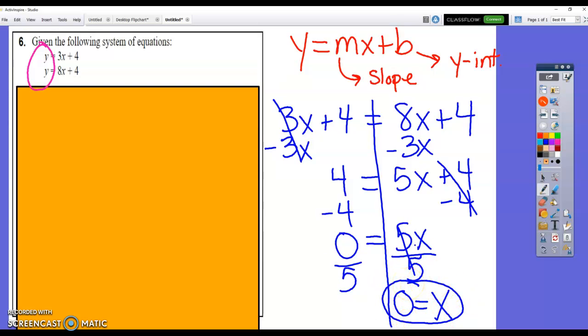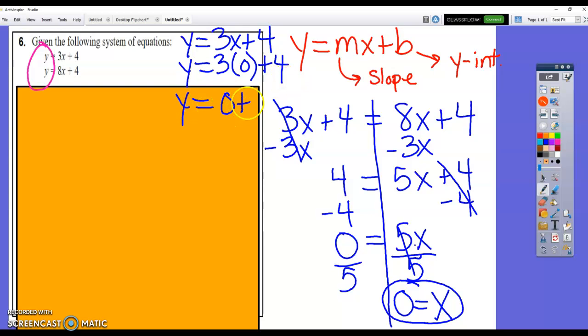We're not done though. We do not have a point of intersection. We have the x value. So how do we get the y value? Well, we use one of the equations above. I'm going to use y equals 3x plus 4. Now, I know my x value. My x value is 0. So I'm going to go y equals 3 times 0 plus 4. Now, y is going to equal, what's 3 times 0? Well, it's 0 plus 4, right? Our y is equal to 4.